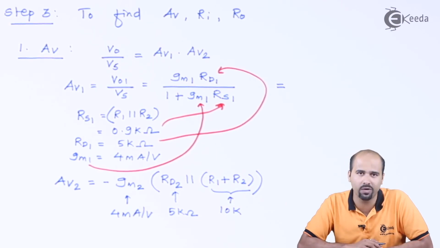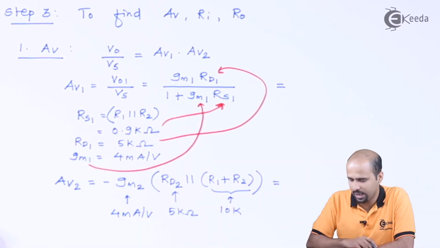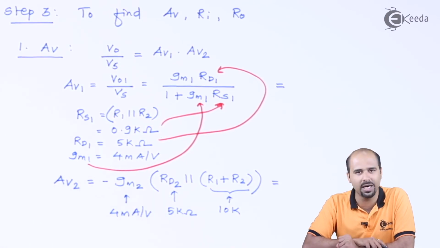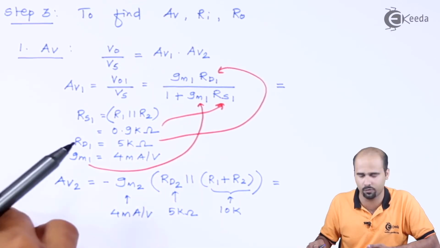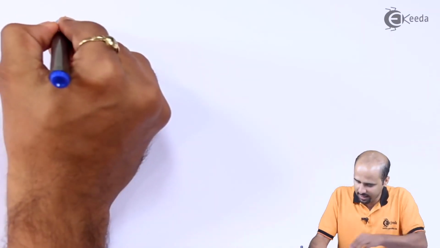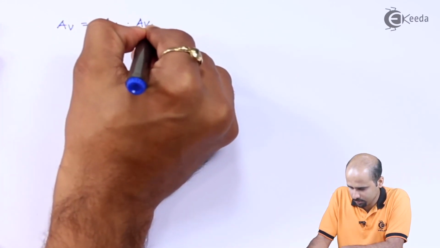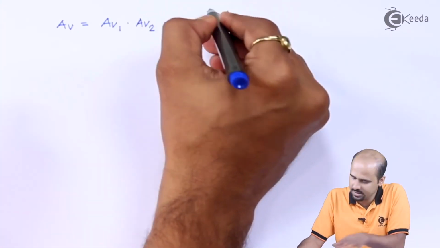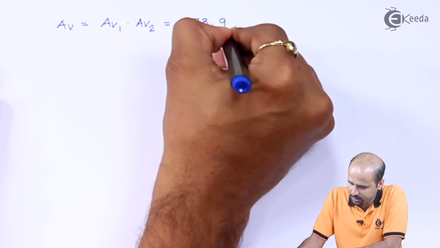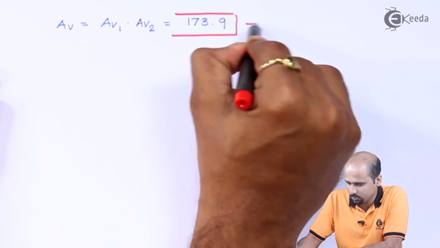What we'll have to do? 5K in parallel with 10K, then multiply it with 4 milliampere per volts. That also you have to do. I left it for you. AV1 multiplied by AV2 is nothing but your actual gain of the complete circuit without feedback. So whatever AV I'm getting by calculation, AV1 multiplied by AV2, I'm getting as 173.9, and I will treat this value as equation number 2.